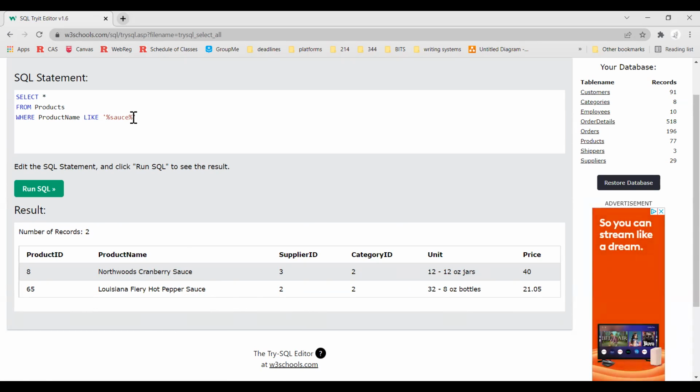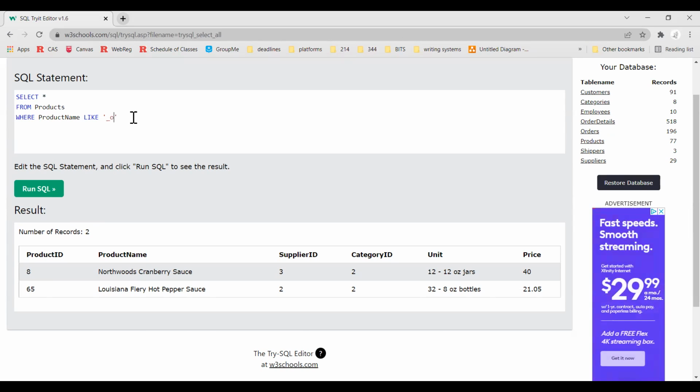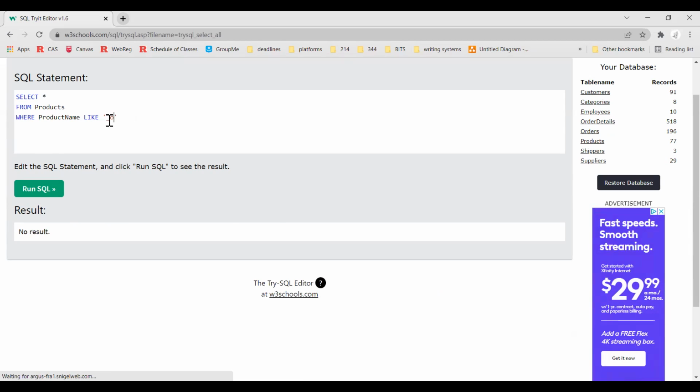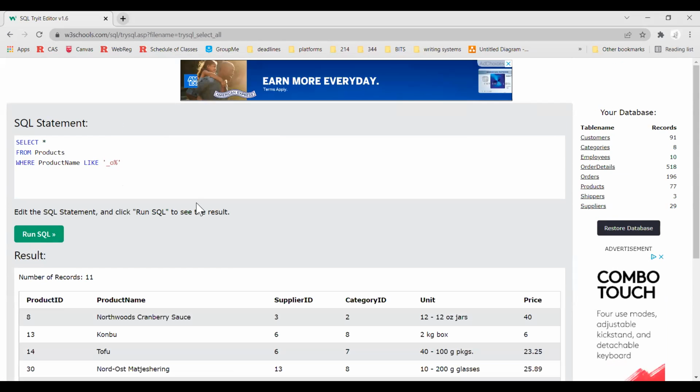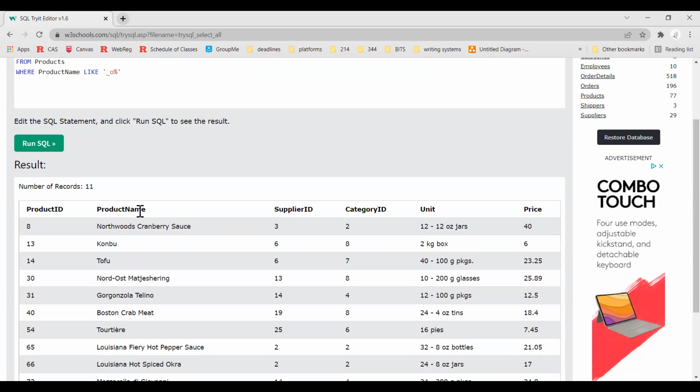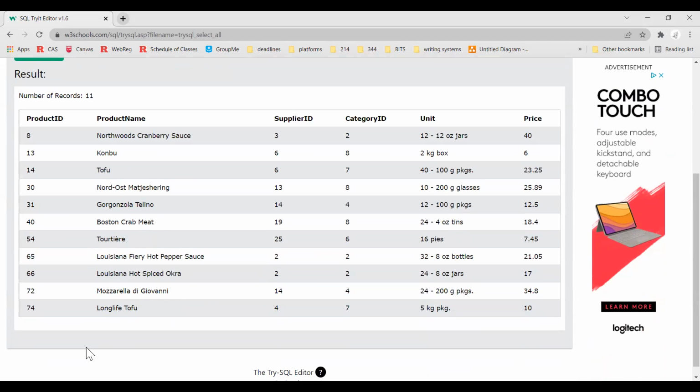You can also use underscore. So maybe we want the second letter here to be O. We don't need it to let it have other stuff behind it. All right, there we go. So this is everything where the second letter is O. So you can see Northwoods, kombu, tofu, all of these. Long life tofu.